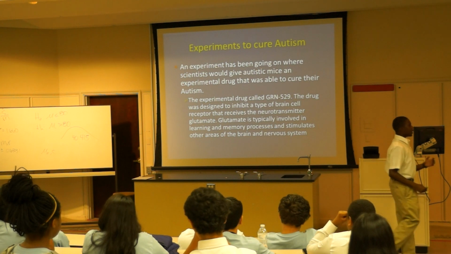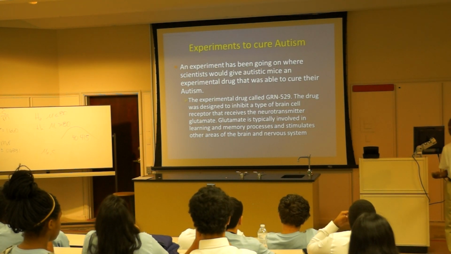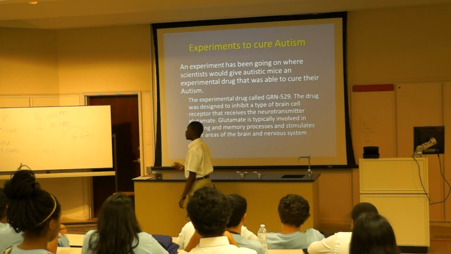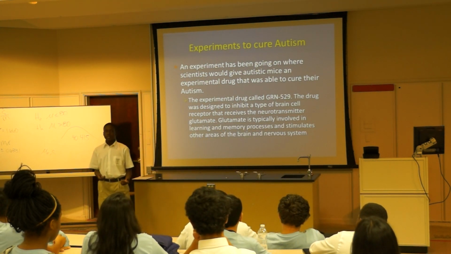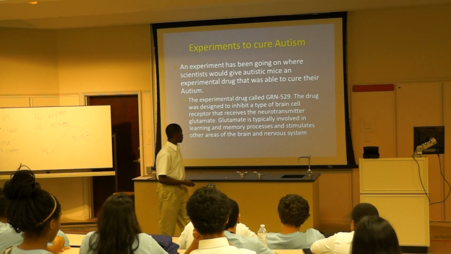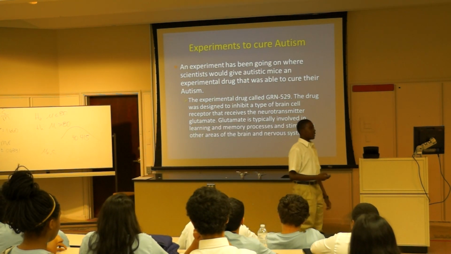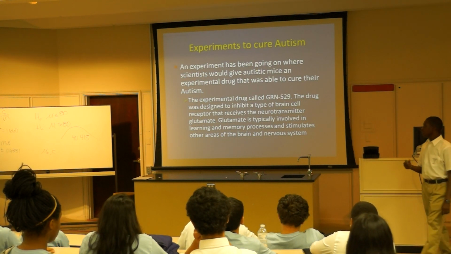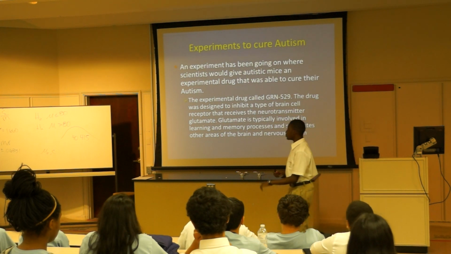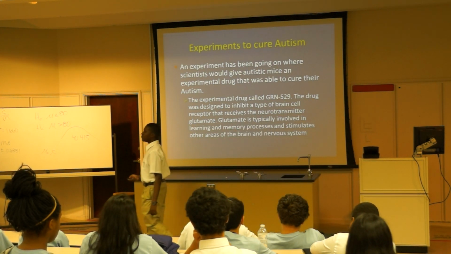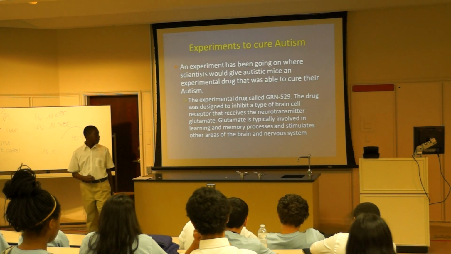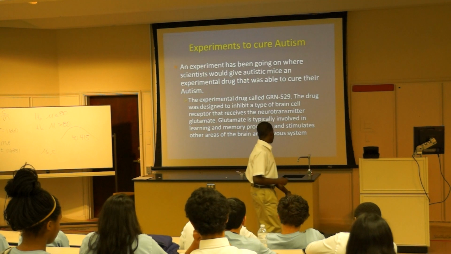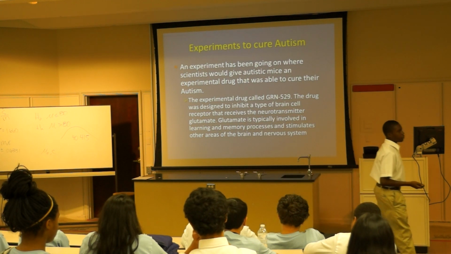There have been experiments going on where scientists get autistic mice and give them a mental drug, and the autism will go away. The drug is called GRN-529. The drug was designed to inhibit a type of brain cell receptor that receives the neurotransmitter glutamate. Glutamate is typically involved in learning and memory processes and stimulates other areas of the brain and the nervous system.